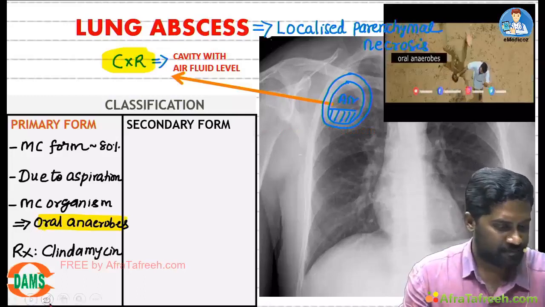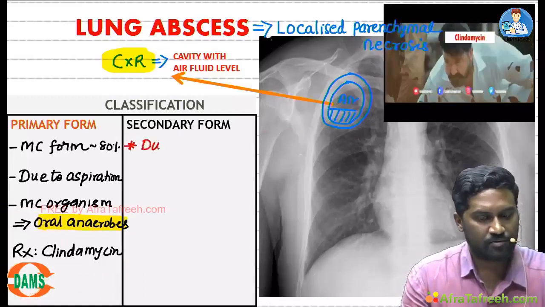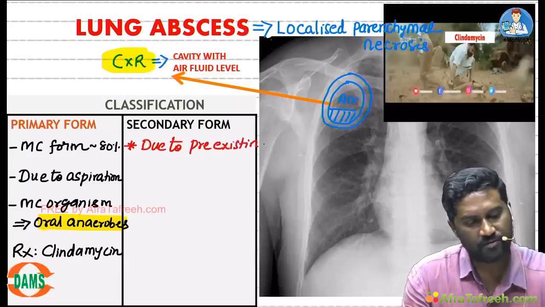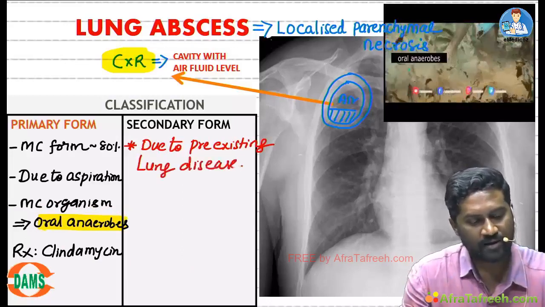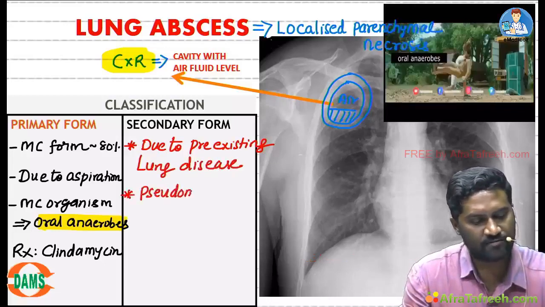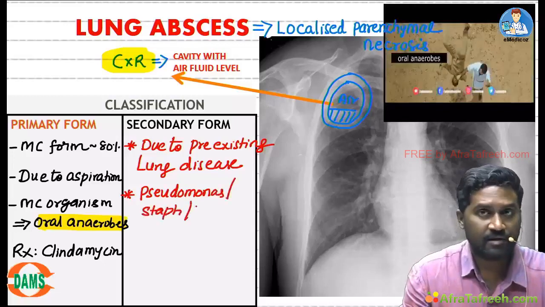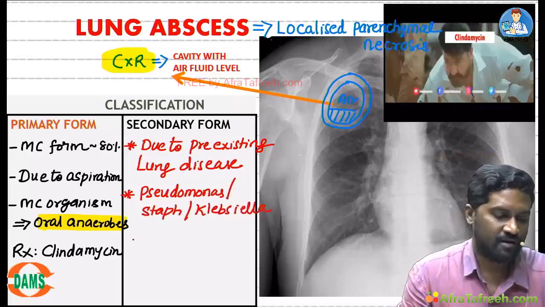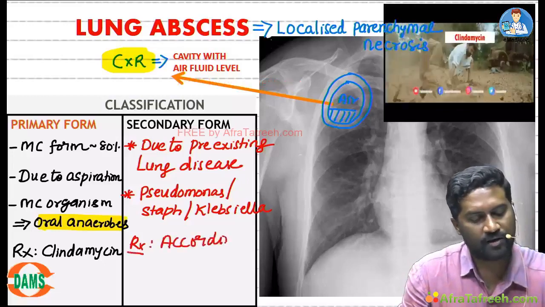Now secondary form, it is not due to aspiration. It is due to some pre-existing lung disease that can complicate as lung abscess. Here the organisms can be Pseudomonas, staph or Klebsiella, and treatment will be according to organism.